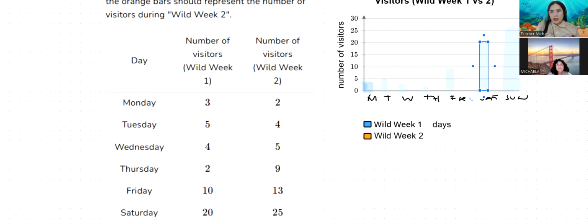Okay. Very good. Now, change the color of your pen to color orange. For Monday, we have here 2. Oh, that's just 2. So it's a little bit shorter with 3. Okay, how about in Tuesday we have 4. 4 on Tuesday. So that's a little bit shorter.